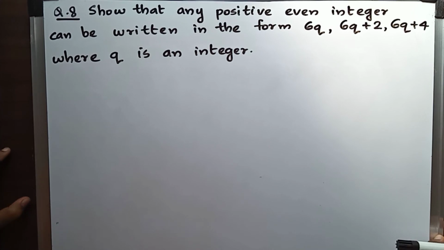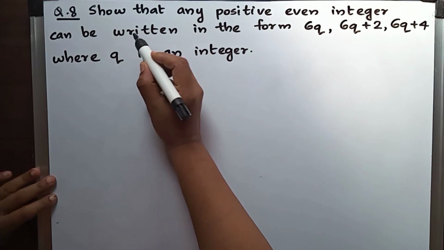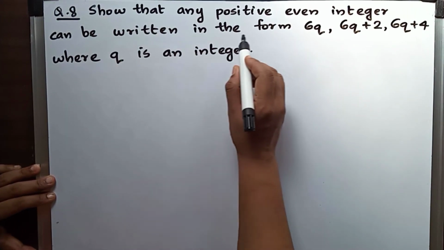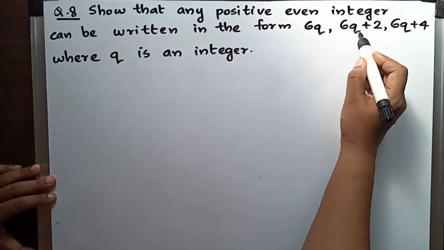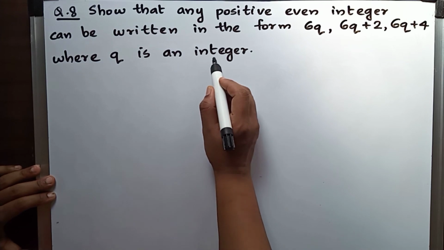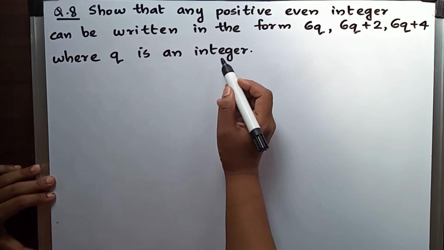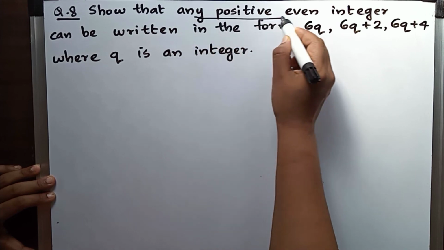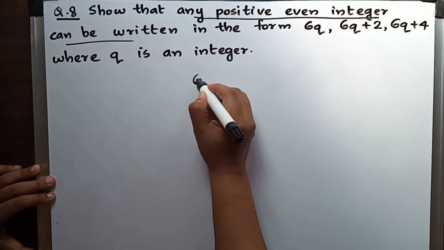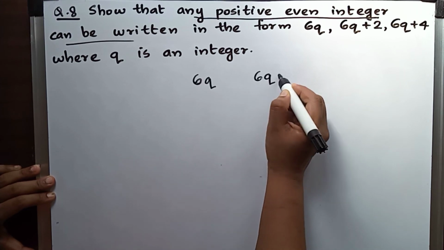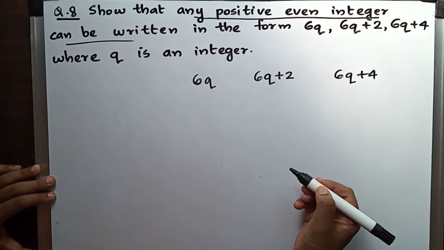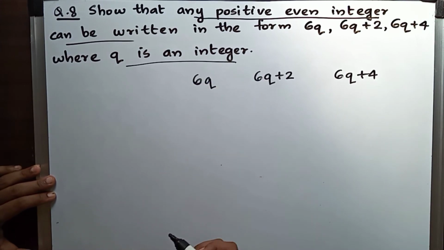This is the last question of this video. Show that any positive even integer can be written in the form 6q, 6q plus 2, 6q plus 4, where q is an integer. Okay? Any positive even integer can be written in this form, which is given: 6q, 6q plus 2, 6q plus 4. Okay, and q is an integer.